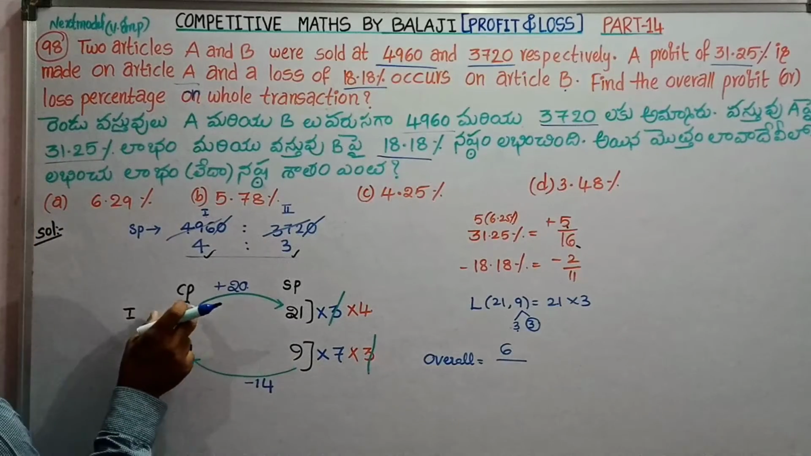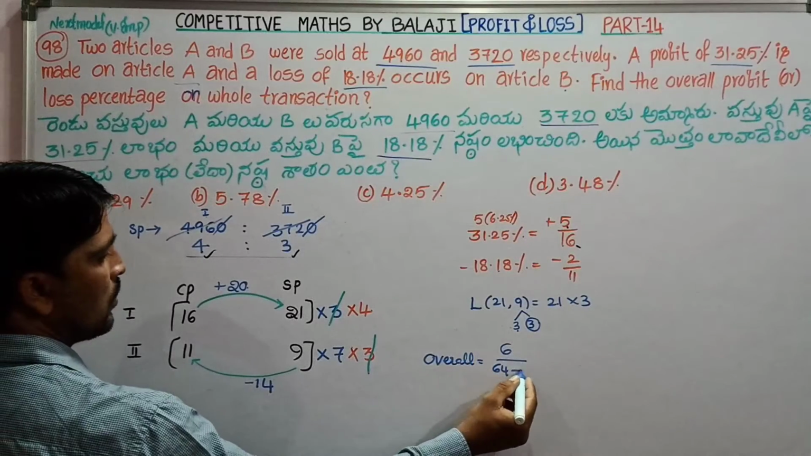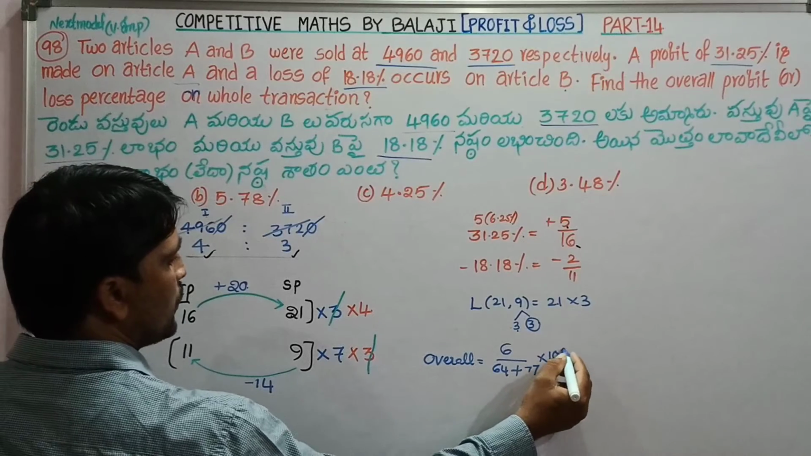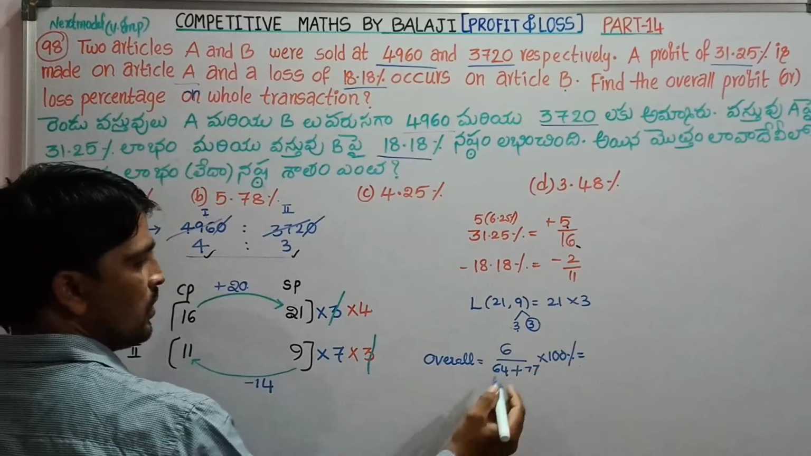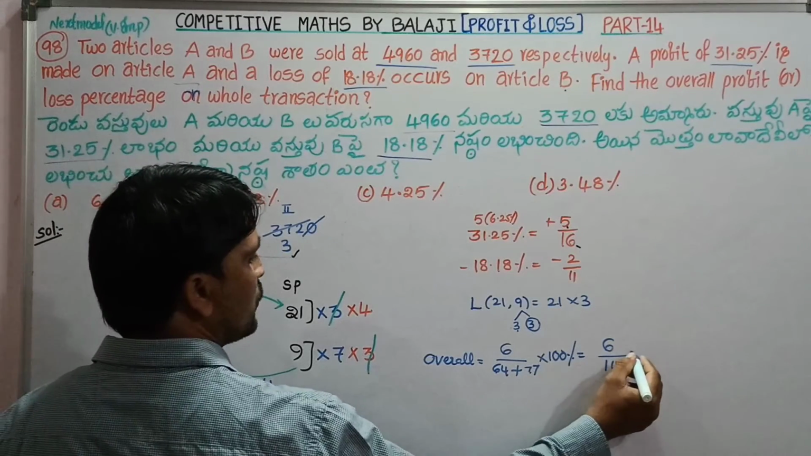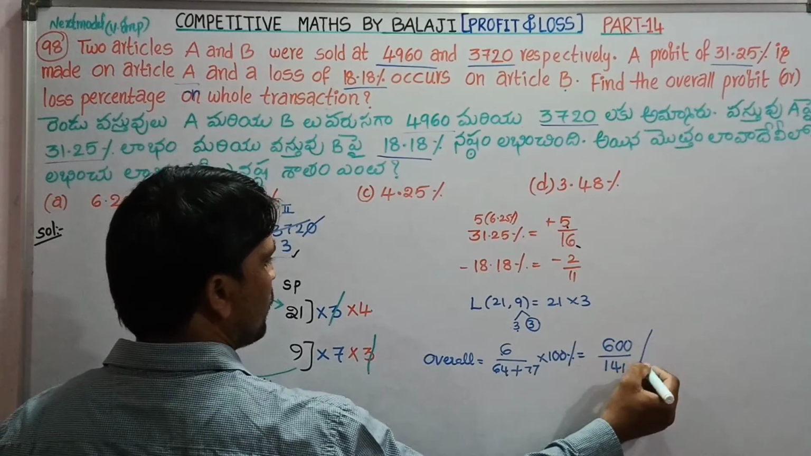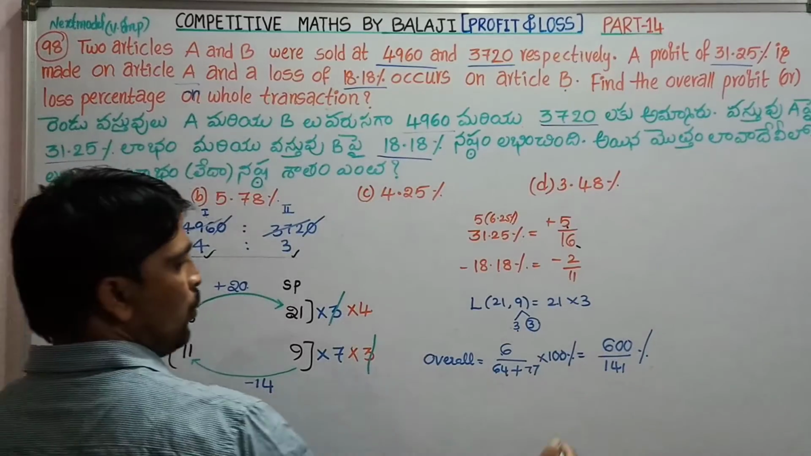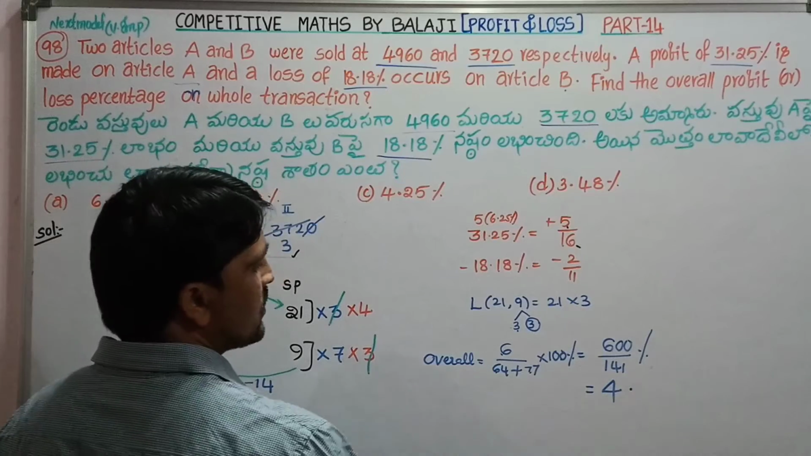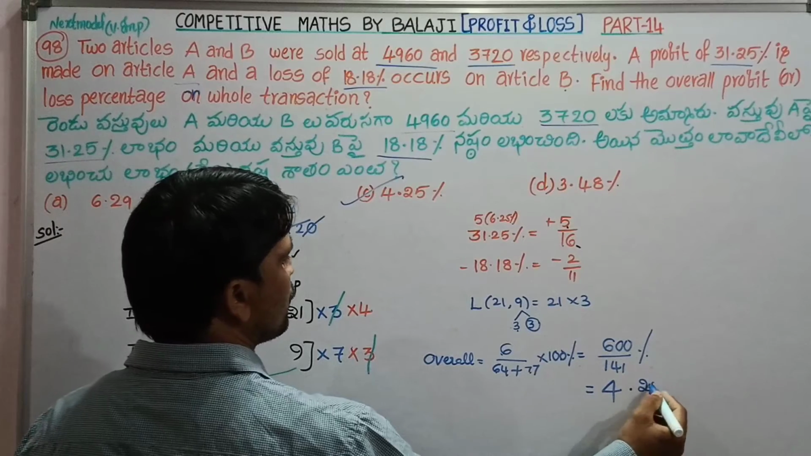Consider the sum of cost price of first and second article. 16 4s are 64 plus 11 7s are 77, into 100%. 6 by 141 into 100, 600 by 141 percentage. So 141 4s are 564. Answer must be 4 point something. Only option C exists, so answer is 4.25%.